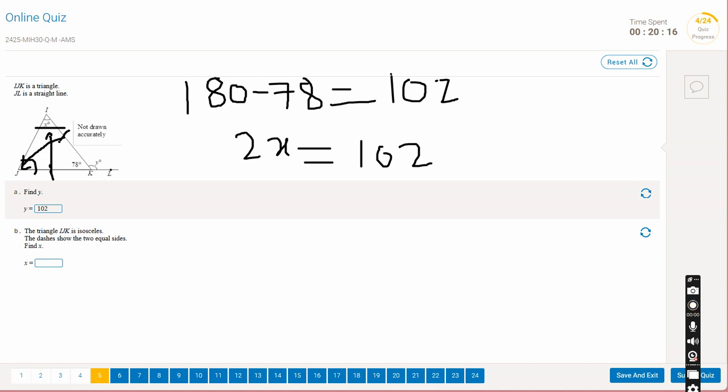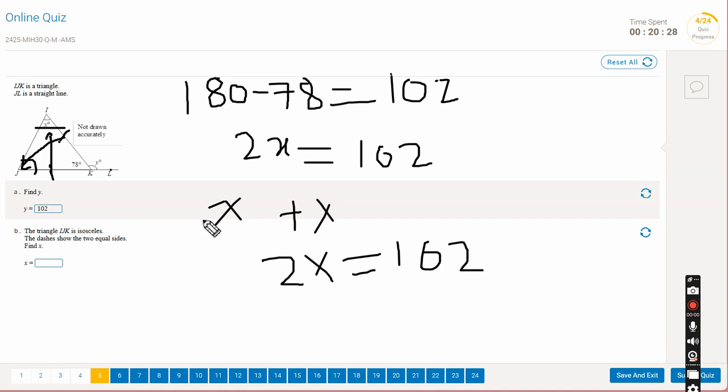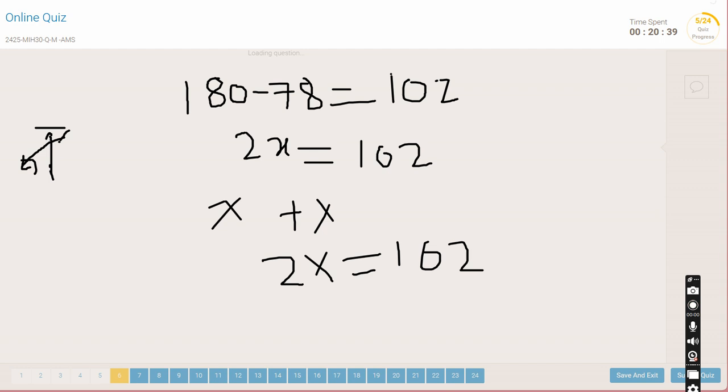But we know that for the isosceles triangle, these two are equal. So they are x, right? So the unknown is x plus x. How can we easily find it? 2x equals 102. Again, if you don't understand anything, you have my email and you have the comment section down below. Always reach out to me. So x is equal to 51. Right? You can simplify it and you get 51.